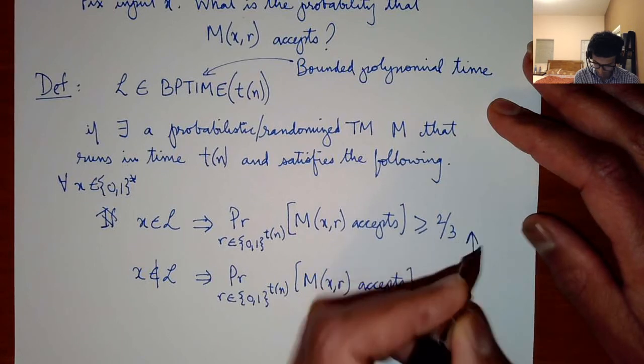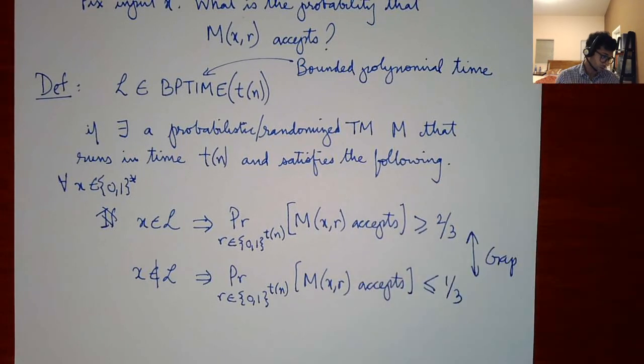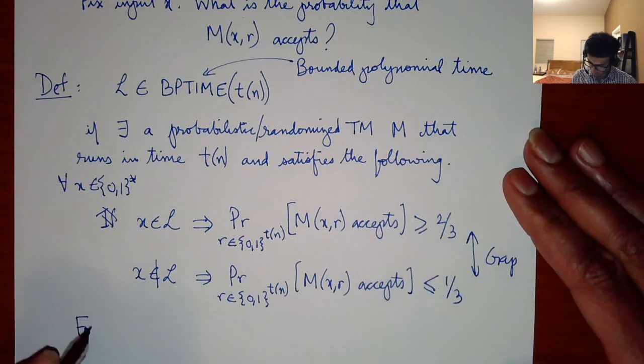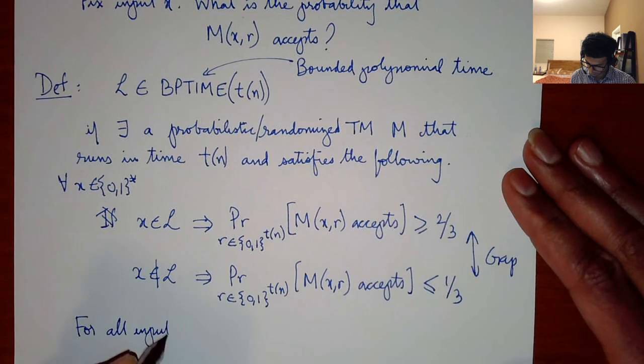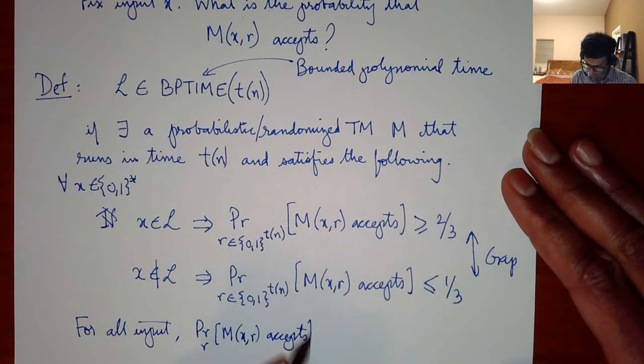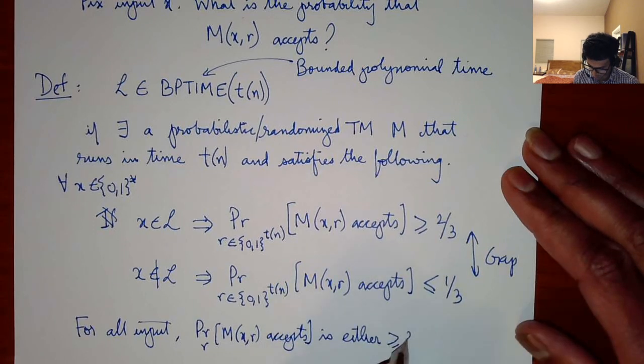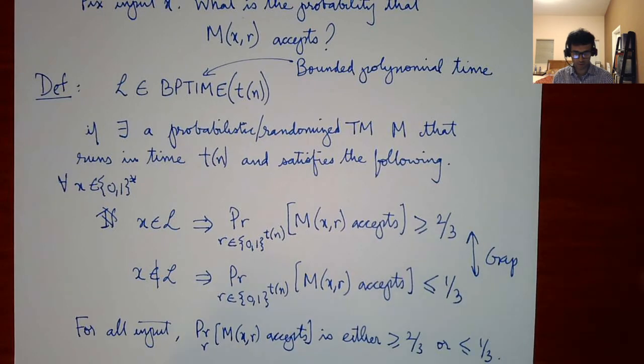The important thing is there is a gap. It's 2/3 versus 1/3. What is interesting is that for all inputs, the probability over R that M(x, R) accepts is either more than 2/3 or less than 1/3. It's never in between, so there's a gap.